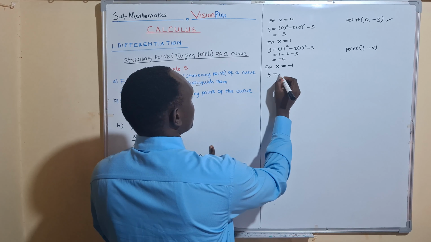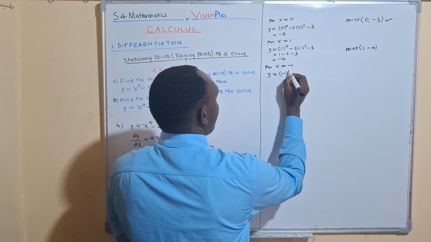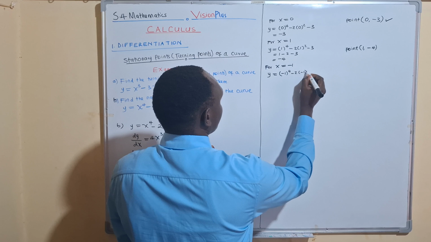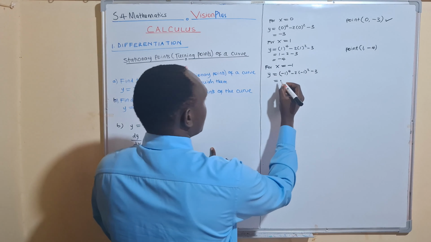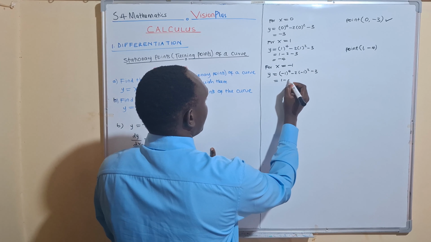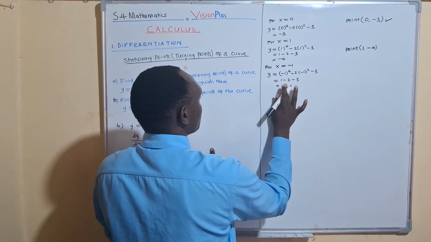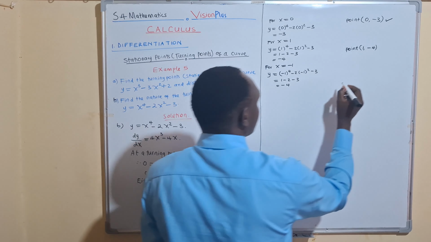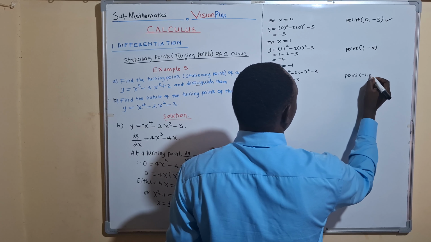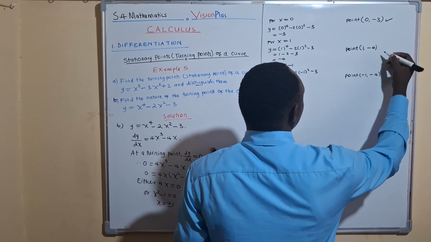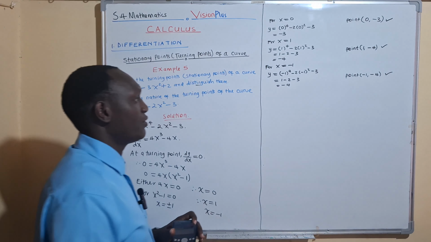So we shall have y equals, substitute for negative 1 in the function of the curve. So negative 1 to the power 4 minus 2 times negative 1 squared minus 3. Then we simplify this. This gives us 1 minus 2 minus 3. This is negative 4. So the third turning point is negative 1 and negative 4. These are the 3 points that are the turning points on a curve.